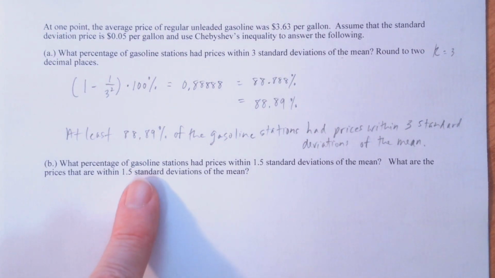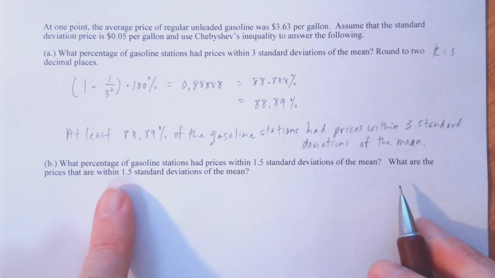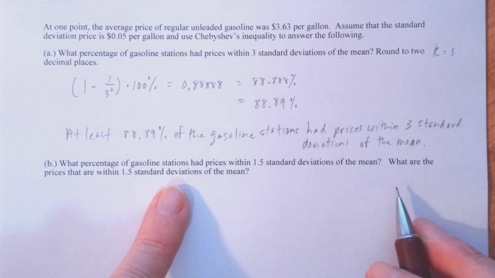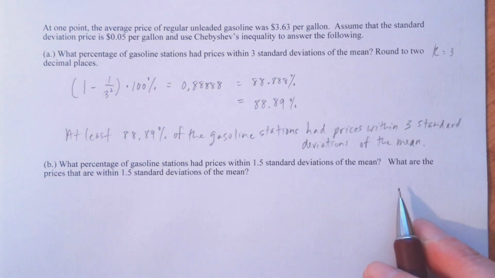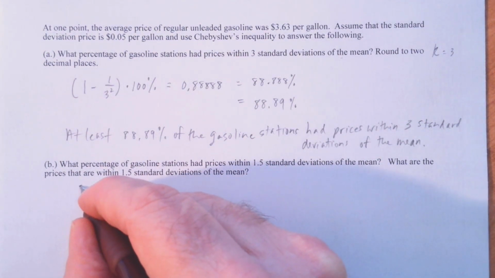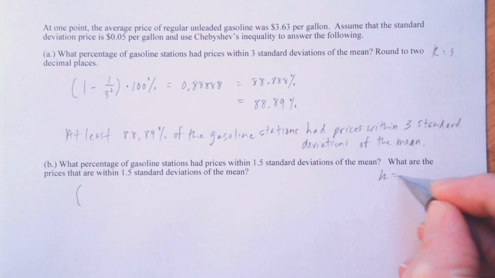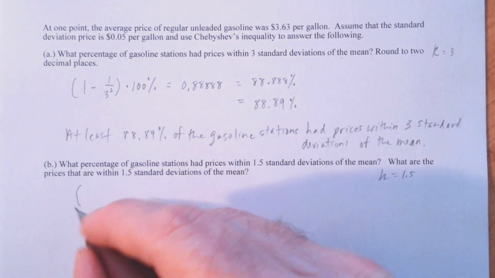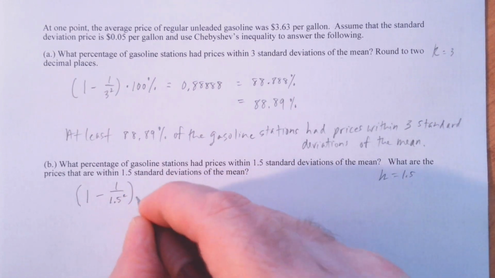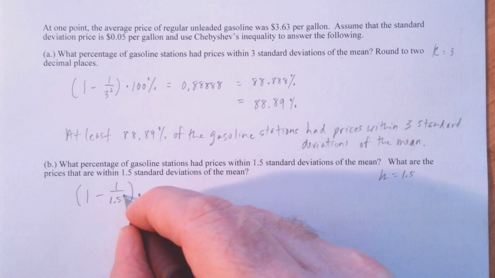It says, what percentage of gasoline stations had prices within 1.5 standard deviations of the mean? And then it says, what are the prices that are within 1.5 standard deviations of the mean. Well, let's go ahead and use Chebyshev's rule here. Notice this time k equals 1.5, and so it'll be 1 minus 1 over 1.5 squared, again times 100%.